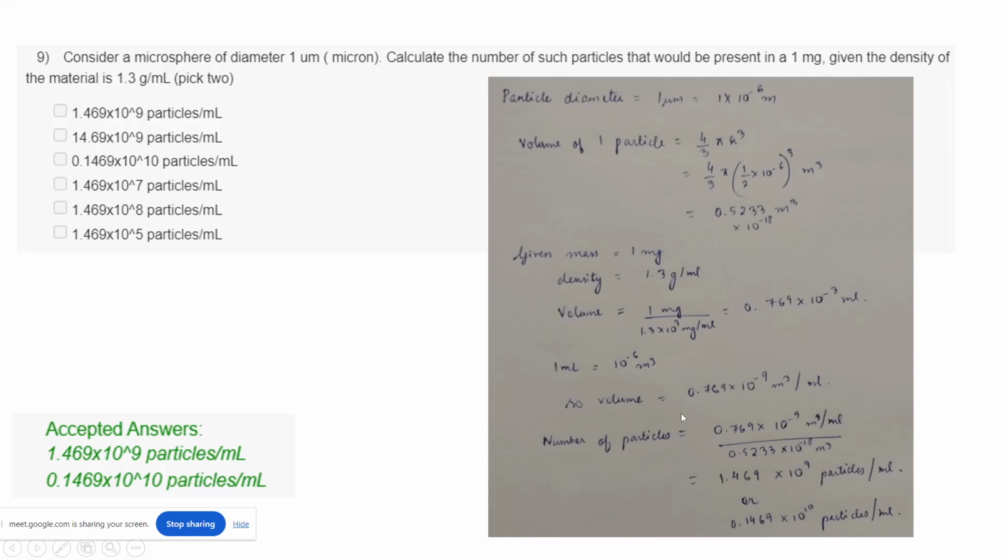So the number of particles would be this total volume divided by the volume of one particle, which is 0.769 into 10 power minus 9 meter cube divided by 0.5233 into 10 power minus 18 meter cube. This would give us a value of 1.469 into 10 power 9 particles per ml. And that is the first option, and the third option has a similar value. So the first and third options are the correct answers.